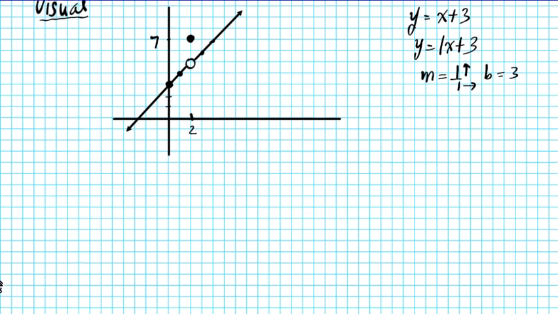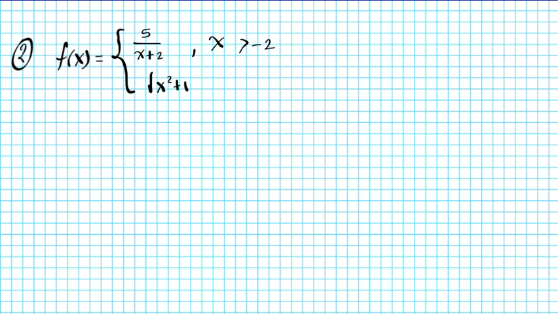Now let's take a look at another example. This will involve a different type of discontinuity. So for question number 2, what if we have the piecewise defined function given by 5 over x plus 2 when x is greater than negative 2, and the square root of x squared plus 12 when x is less than or equal to negative 2.